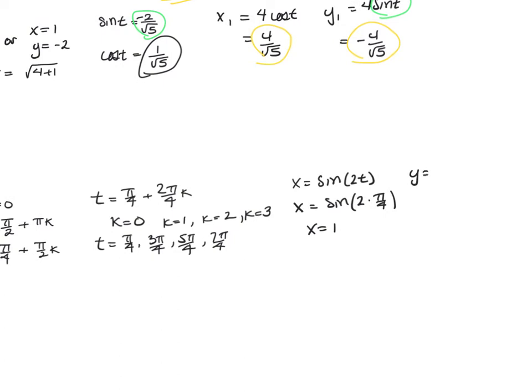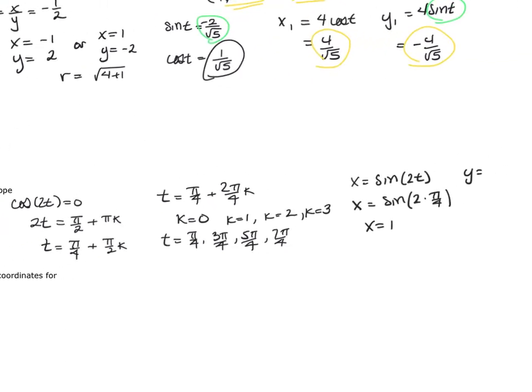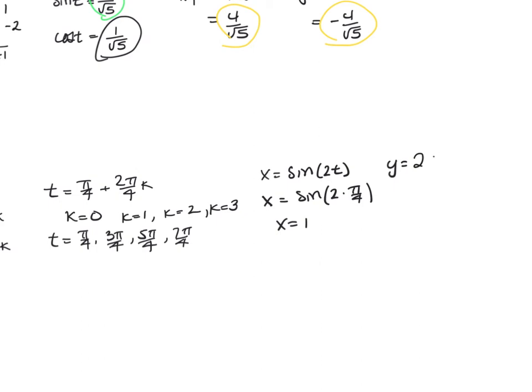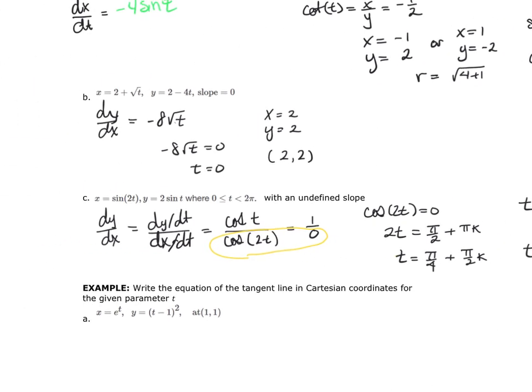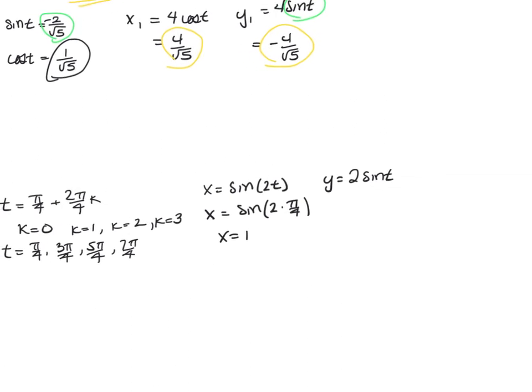The y was defined as, if you remember, 2 sine t. Wait, was there a 2 in front of the other one? There was not. Okay, I just want to make sure. So then this is going to be equal to 2 times the sine of pi over 4, which is 2 times the square root of 2 over 2. So my first ordered pair is going to be 1 comma square root of 2. And I'd have to do this for each and every one of these, right?